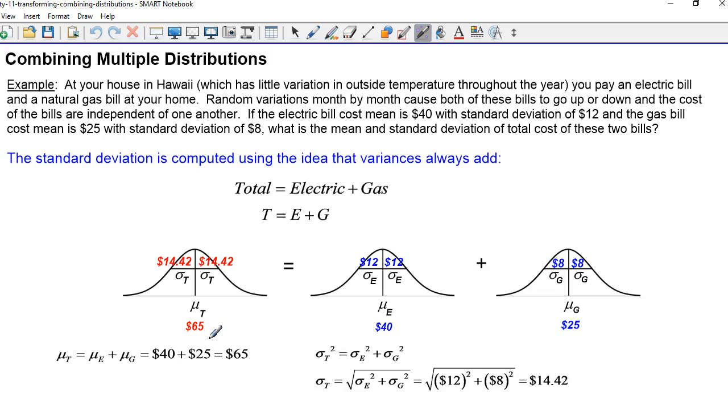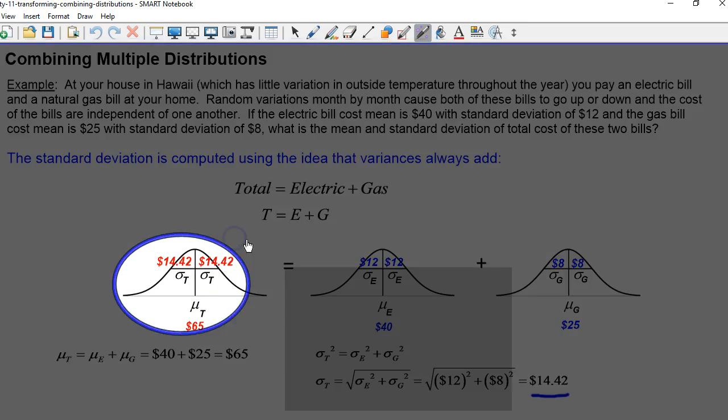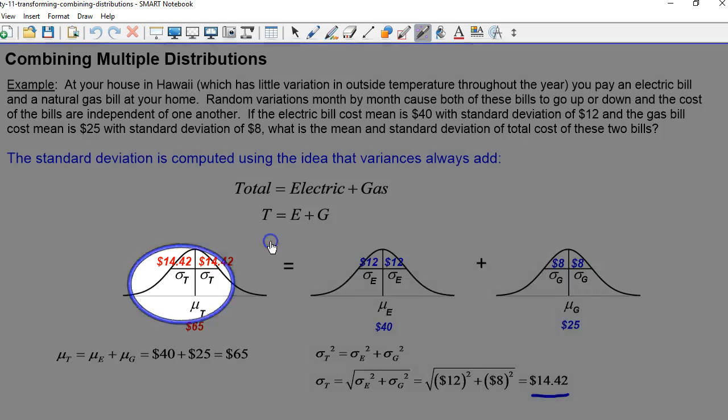Okay. For the standard deviations, we compute that using the idea that variances always add. So the standard deviation squared for total is the standard deviation for electric squared plus the standard deviation for gas squared. We can just plug in the values for the standard deviations and then take the square root to convert the variance back to standard deviation. That's $14.41. So that means that I now have the distribution for the total bill.